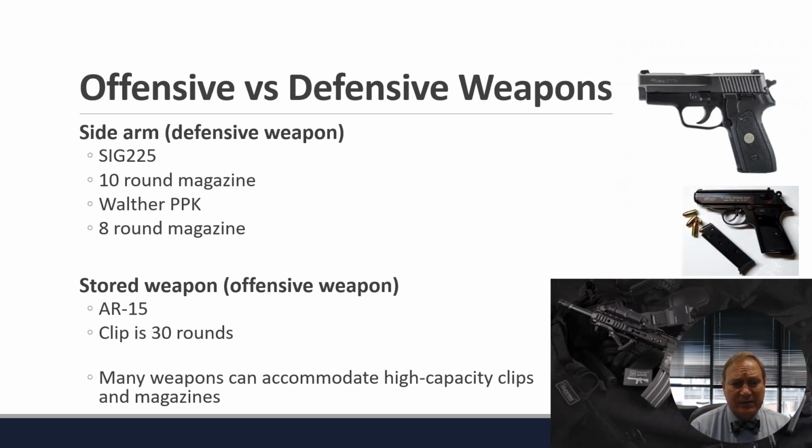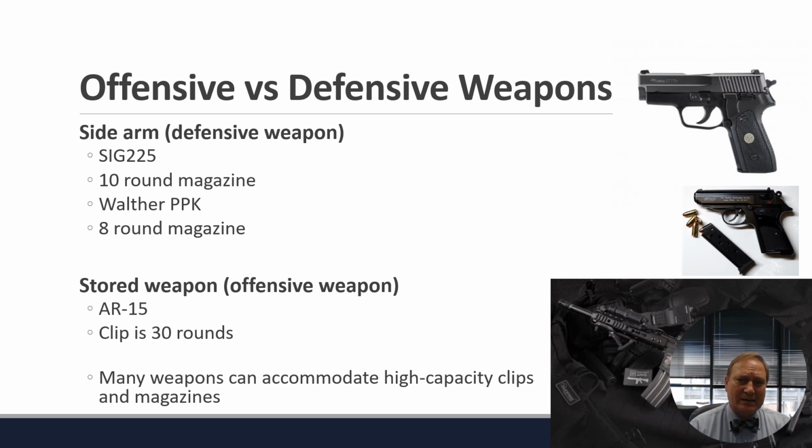Offensive weapons versus defensive weapons. Again, I think this was covered in active shooter, but let me just mention a couple of things. We typically refer to a sidearm as a defensive weapon. I've got a couple of examples here: a SIG 225 and a Walther PPK. A Glock 17 is a common police officer type weapon, and a Glock 17, as an example, means there are 17 rounds of ammunition in the clip, which is a little bit much for most handheld type weapons or sidearms, also known as defensive weapons.